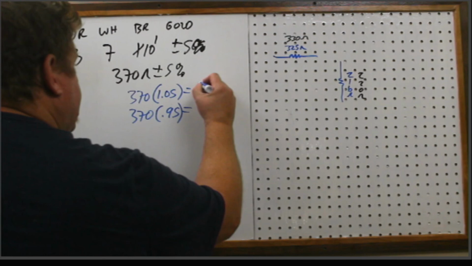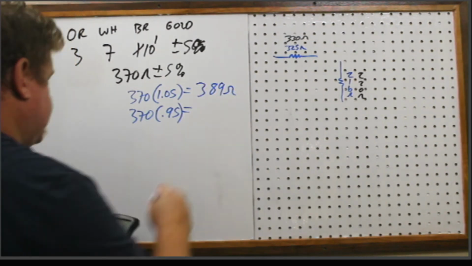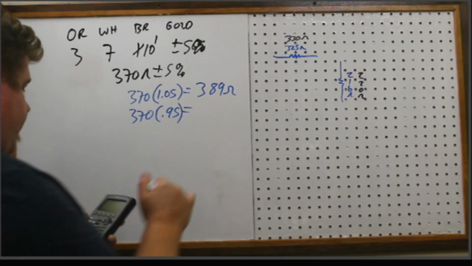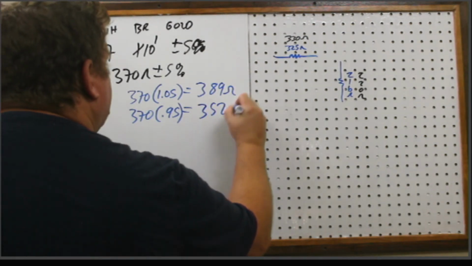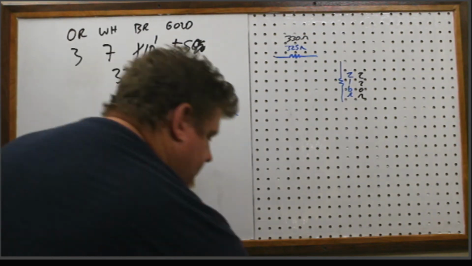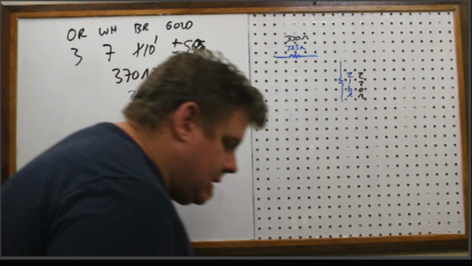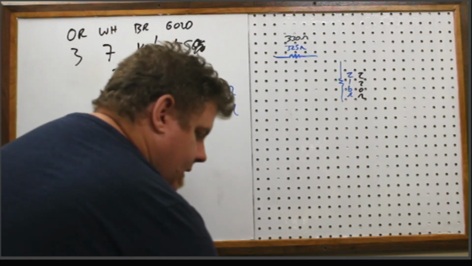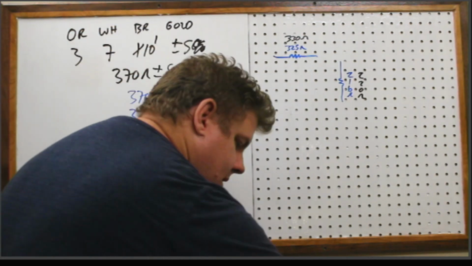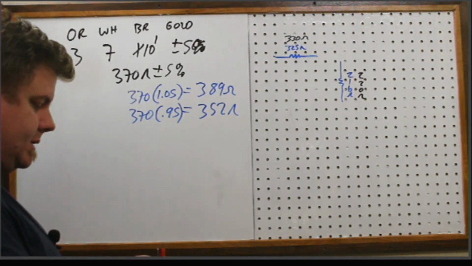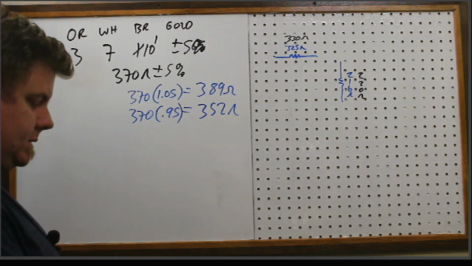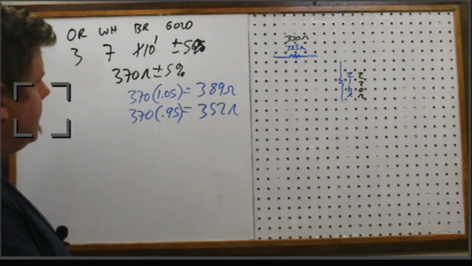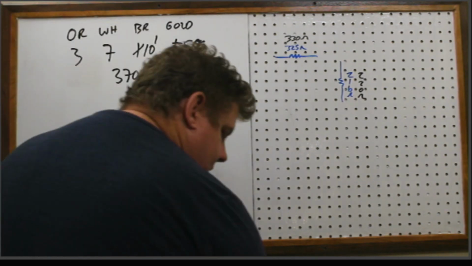So 389 ohms, and the floor, or the bottom, 352 ohms. So there's my range that the manufacturer is telling me this particular resistor is in. But I'm going to verify it because sometimes they are wrong. Sometimes there's a couple of bad ones in the batch. And I measure 386. Woo, just inside, huh?